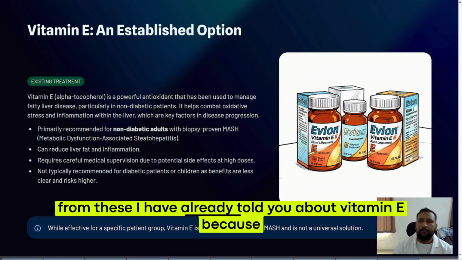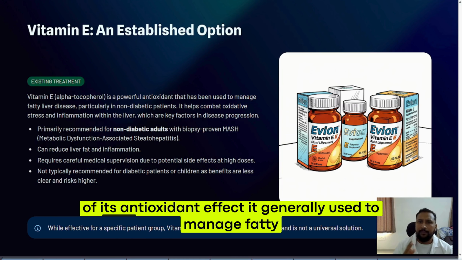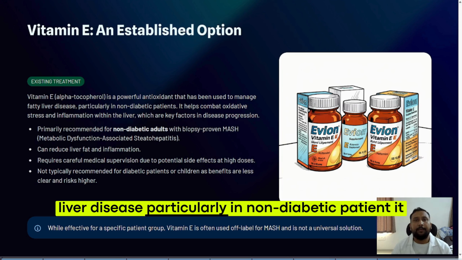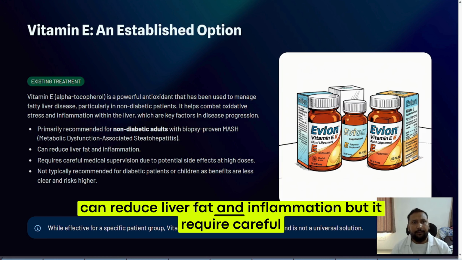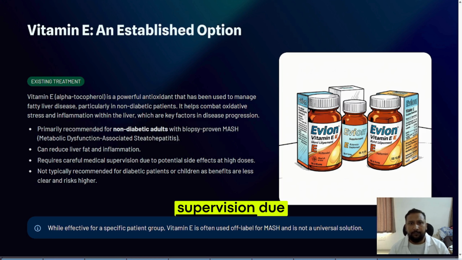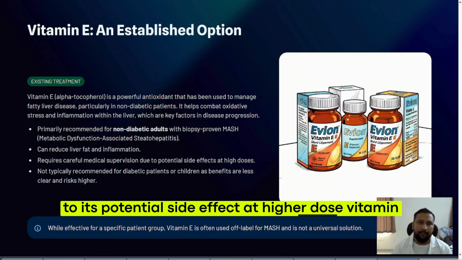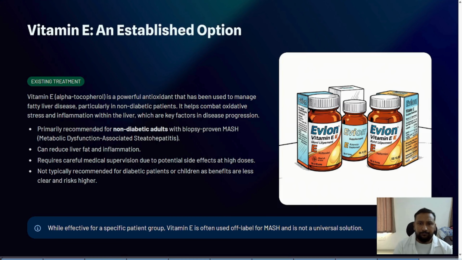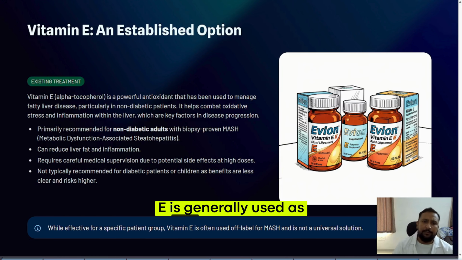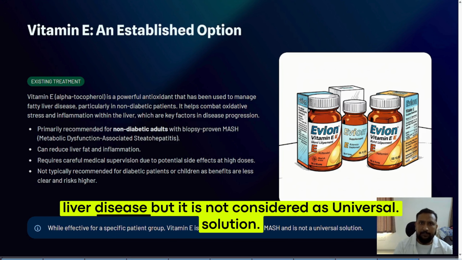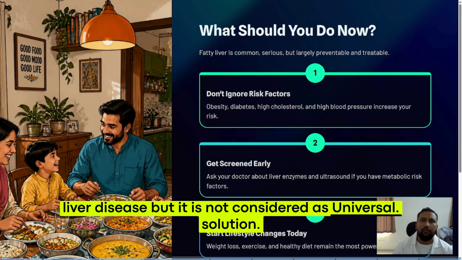Apart from these, I have already told you about vitamin E. Because of its antioxidant effect, it is generally used to manage fatty liver disease, particularly in non-diabetic patients. It can reduce liver fat and inflammation, but it requires careful supervision due to its potential side effects at higher doses. Vitamin E is generally used off-label for fatty liver disease, but it is not considered a universal solution.